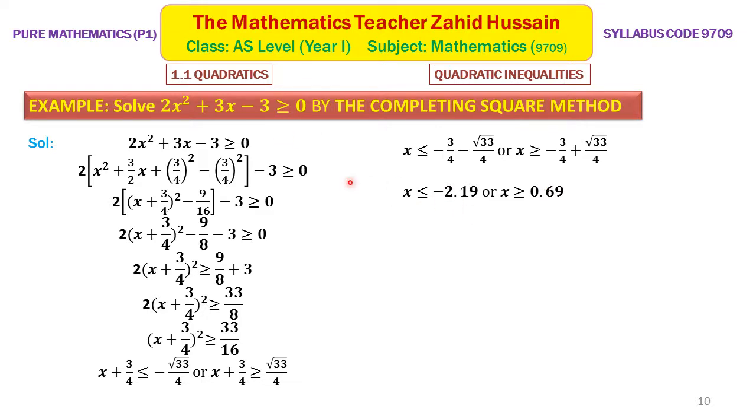So these are the three methods. You can choose any one of your choice to solve the quadratic inequality. You can solve this inequality by the graphing method, by number line, or by this completed square method. It's up to you.